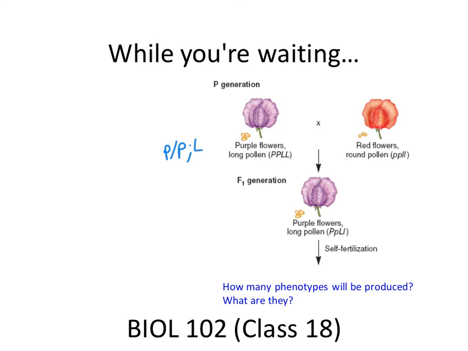So previously we had already rewritten those in terms of genotypes, that nomenclature that we normally use. So if you cross a purple long pollen flower and a red round pollen flower and make F1s and you self the F1s, you don't have to draw out the Punnett square. How many different combinations of phenotypes could we have in the F2 generation? What are all the possible combinations of flower color and pollen size?